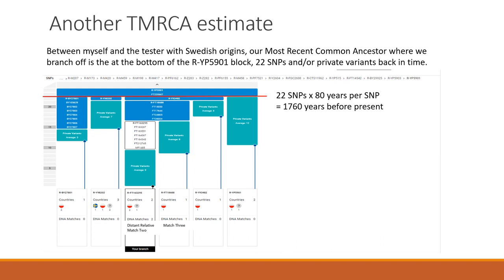And then we can count up the number of SNPs to the bottom of the block where our lines branch off from each other. So that's 5, 10, 15, 20, 21, 22 SNPs and private variants back in time. So 22 SNPs times 80 years per SNP equals 1760 years before present.